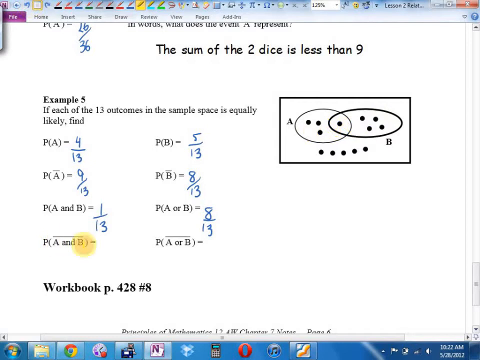Not A and B. Now, I can get it by using the complement. Katie, what would it be? What's the opposite of A and B? What's the complement of that? 12 out of 13. As a picture, what we would be talking about, Katie, would be this section, or that section, but not the... how many are not overlapping?